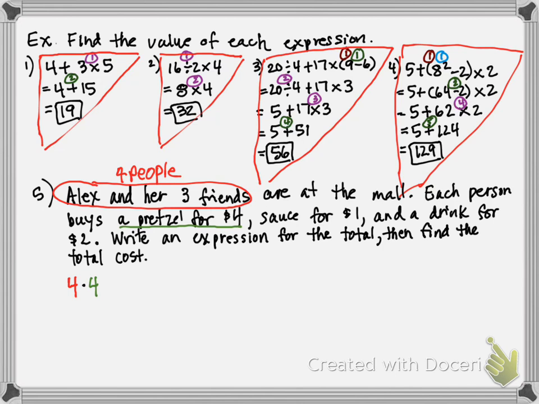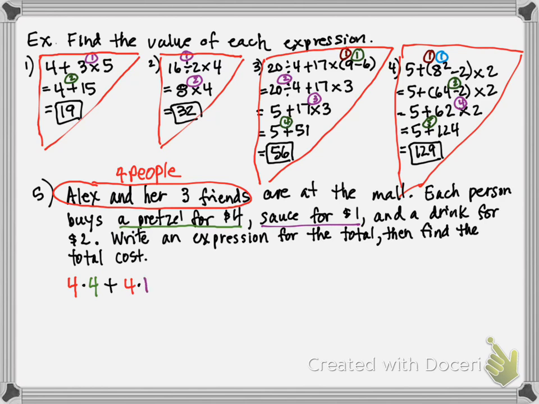And we're going to buy sauce, so that would be plus. And we have 4 people, and each one is going to buy a sauce that's going to cost $1. Oops, sorry, same color. That was silly. Try that again. Okay, I don't know what my deal is tonight.